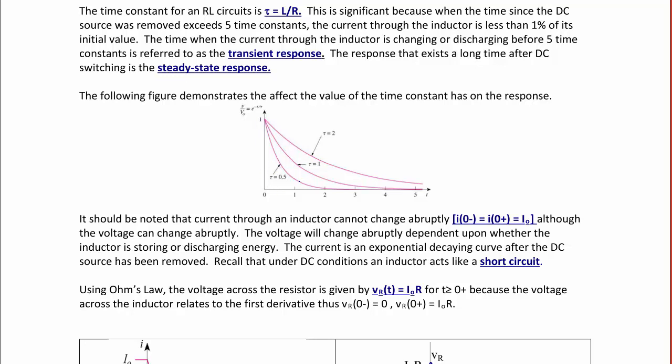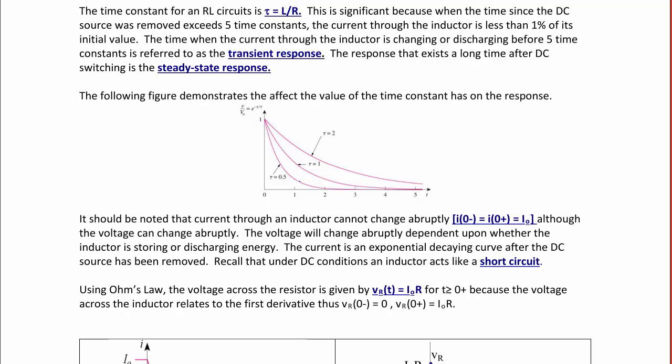It should be noted that the current in an inductor cannot change abruptly: I of 0 minus equals I of 0 plus equals I naught, although the voltage can change abruptly based upon whether the inductor is storing energy or discharging energy. Current is an exponentially decaying curve after the DC source has been removed.